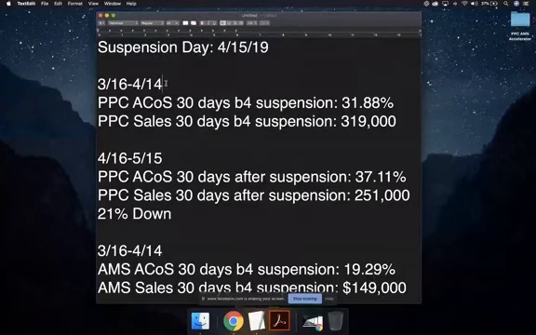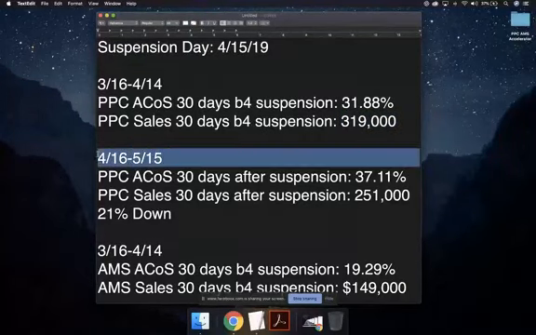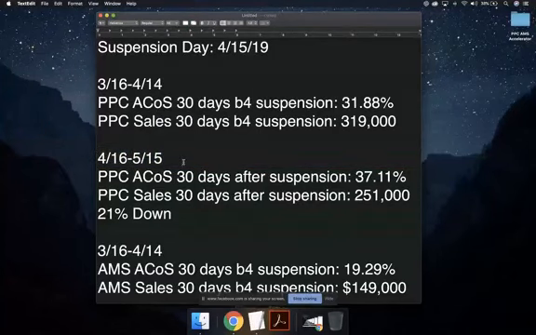I pulled about 30-day data before the suspension occurred, and you can see here that we had a 31.88% PPC ACoS. Our sales were $319,000. And look at this. I did a 30-day window after the suspension, starting the day after, and our ACoS is 37.11% at about $251,000 in PPC sales. We're about 21% down in PPC sales.